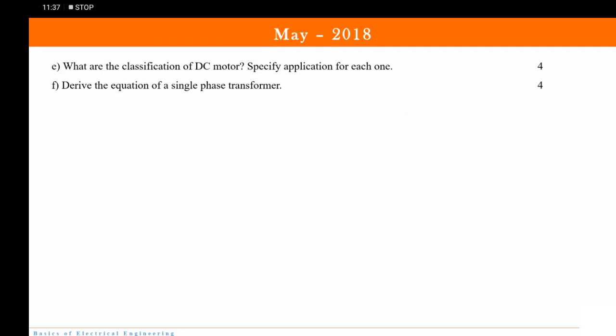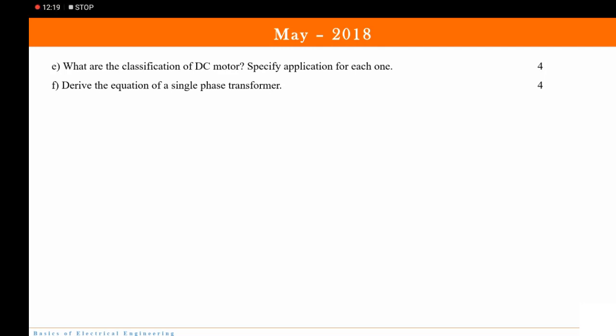Next is, what are the classifications of DC motor? Specify applications of each one. Okay. Now again, DC motor in the new syllabus, in the earlier syllabus it was regular syllabus content, but in the new syllabus it comes under the self-study section. Fine. So this particular topic was covered in the self-study section under the topic of DC motor. In the self-study section we have DC motor and DC generator. Okay, so you can refer to that lecture.